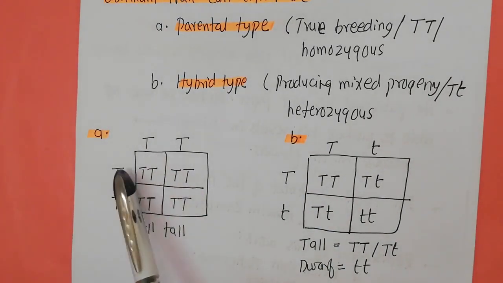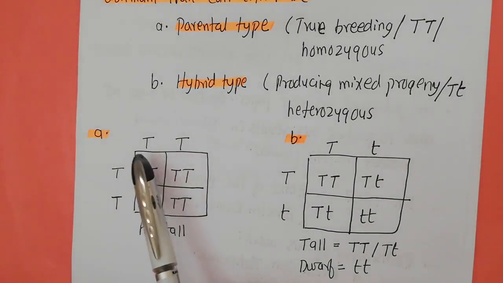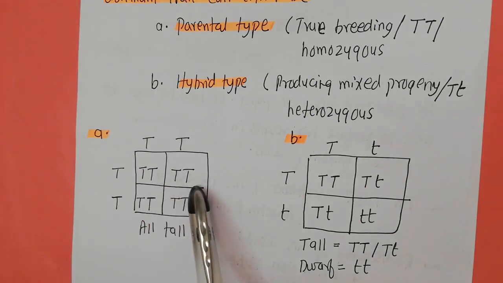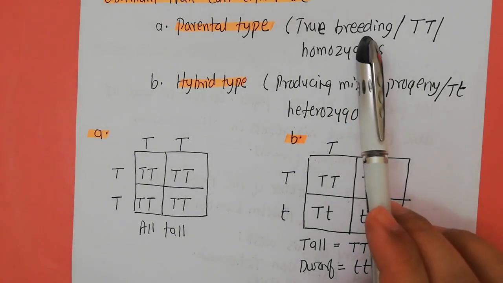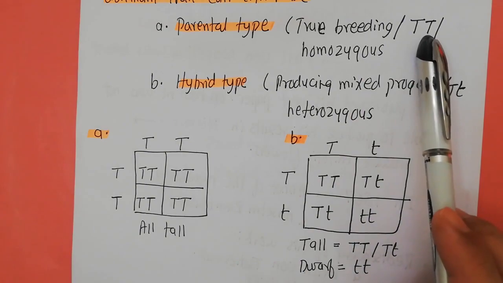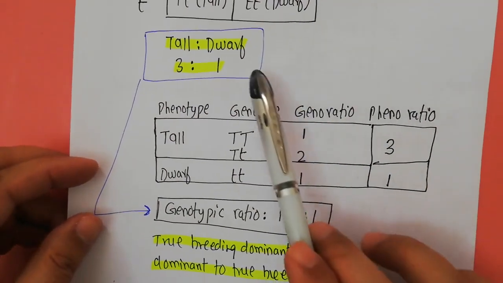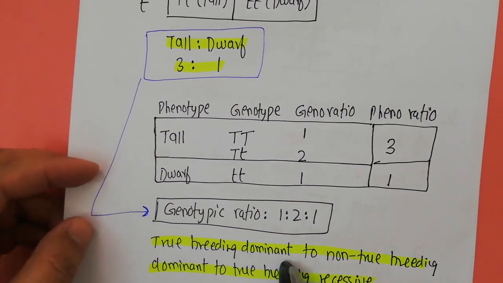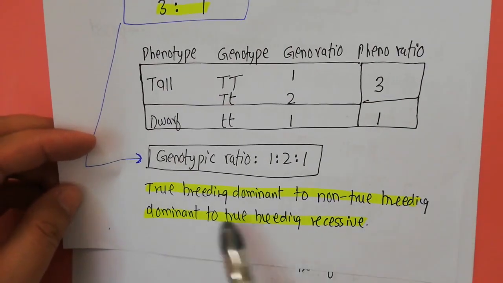That means that if this is homozygous, all of the gametes that you will be getting will have the capital T allele. And if you go for fertilization, all of the time you will be getting tall plants. That means you are talking about a true breeding tall plant, or a homozygous tall plant. So what he said was that in the F2 generation, this one is referring to the true breeding dominant. This 2 is referring to the non-true breeding dominant.